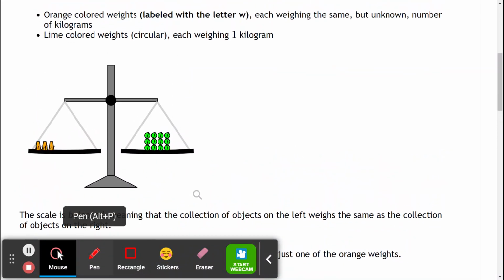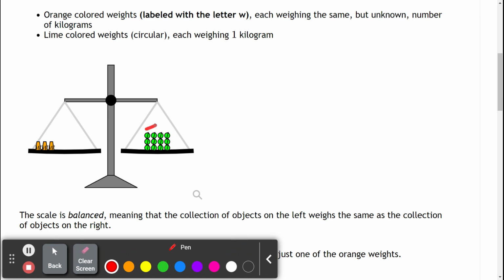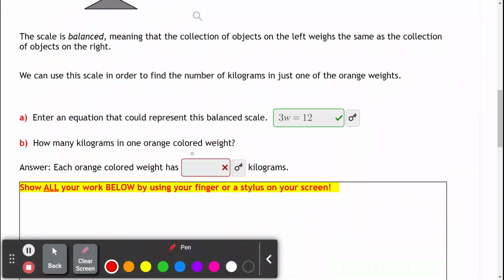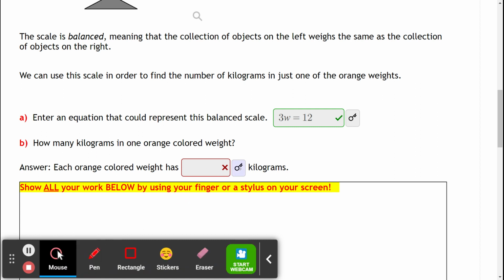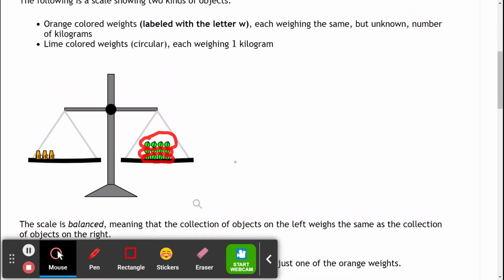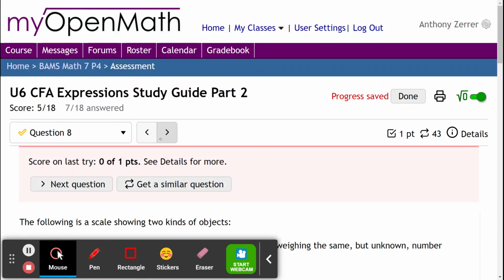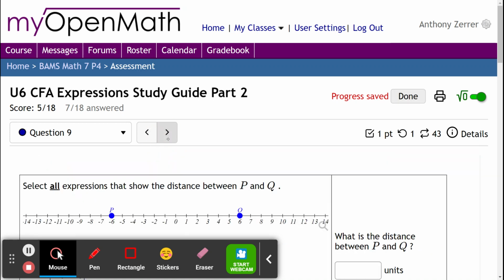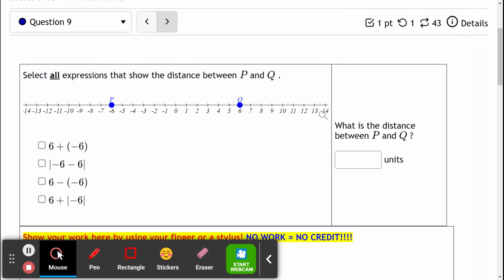Well, if you divide these into 3 groups, here is one group, and then the second group, and then the third group. So there's 3 groups of 4. So one group is 4. This should be 4. Yeah. All right. And there we go.